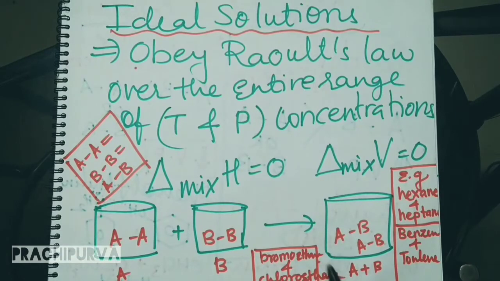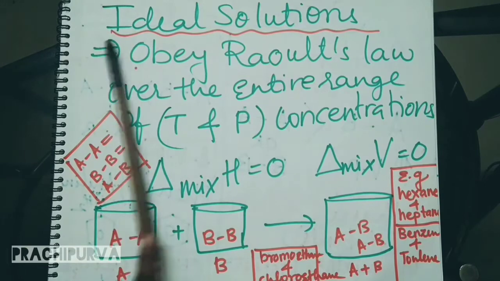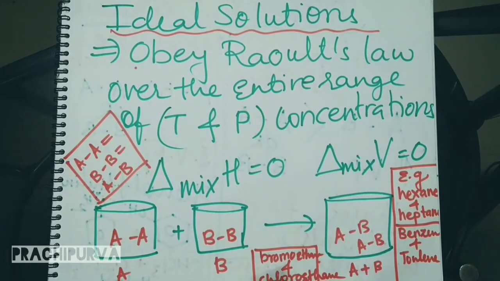Next up is bromoethane and chloroethane. So bromoethane and chloroethane together act as an ideal solution. Alright. So I'll quickly summarize what is ideal solution. There are 4 criteria for a solution to be called as ideal solution.